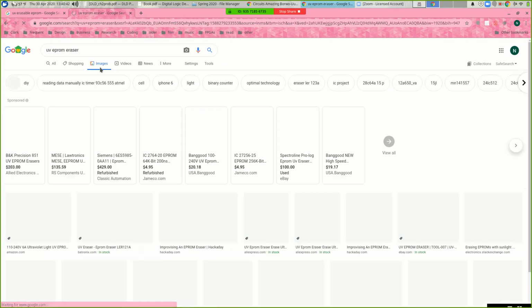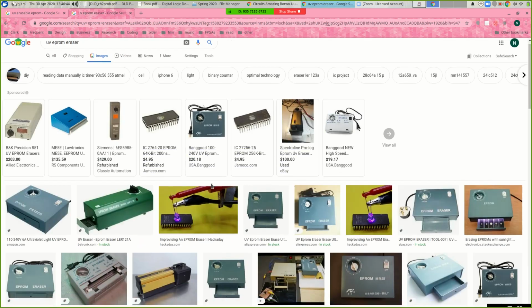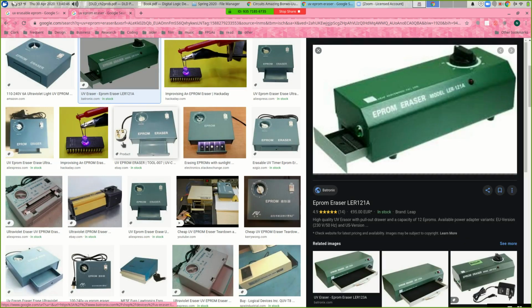That's not a very good one. This is a good picture, right? And you would put your chips in this little tray, and you would close the door, and you would set the timer, and it would take about 30 or 40 minutes. And when the timer expires, this chip would have been erased. And it's back to an empty piece of logic with no programming in it. And then you could hook it up to your programming device, and you could load in a new set of equations.